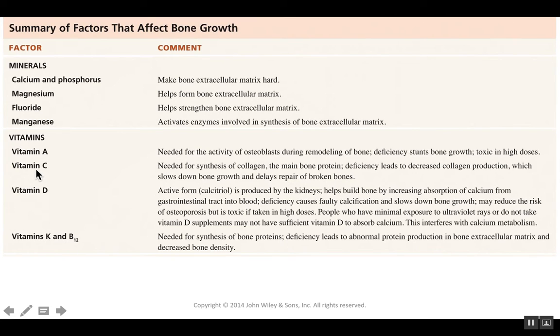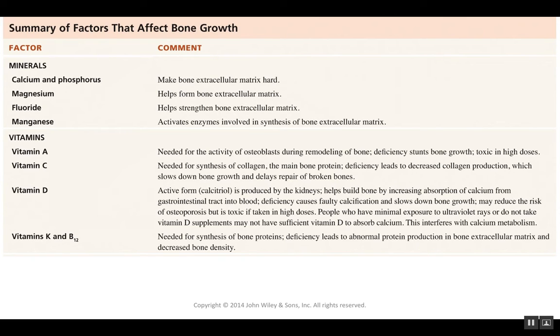Vitamin C is important for bones, but for a little bit of a different reason. Vitamin C is more important for the synthesis of collagen. There is a lot of collagen in bone. About 25% of the bone is actually collagen. That collagen helps give bones flexibility.